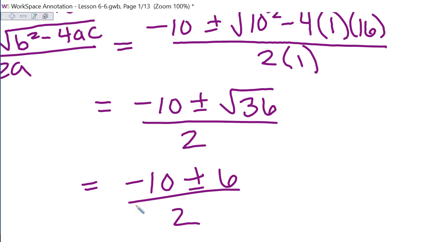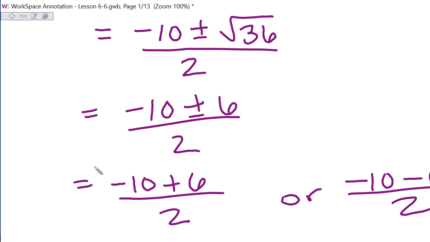So if we do the addition, what's negative 10 plus 6? So this would be negative 4 over 2. And what's negative 4 divided by 2? Negative 2. So there's our first answer. X equals negative 2. For our second answer, do the subtraction. What's negative 10 minus 6? Negative 16 divided by 2. What's negative 16 divided by 2? Negative 8. So negative 2 and negative 8.